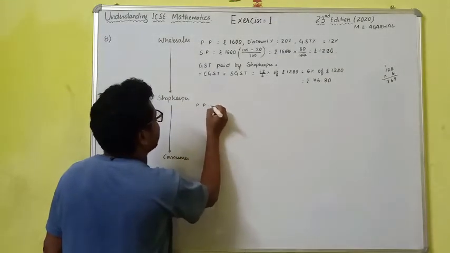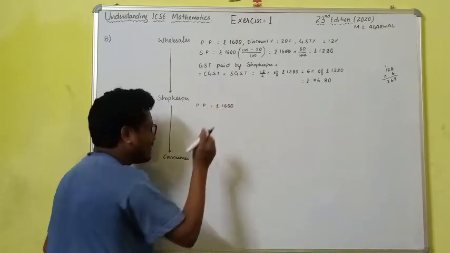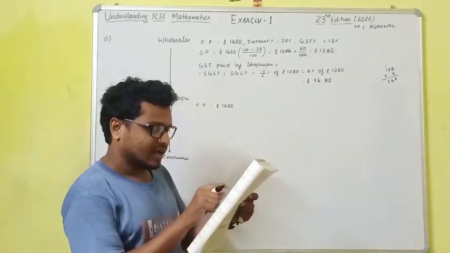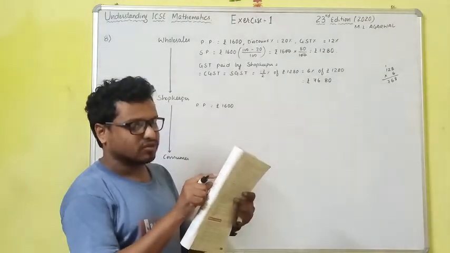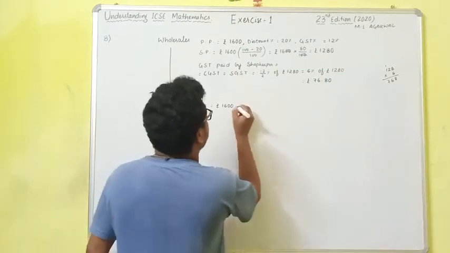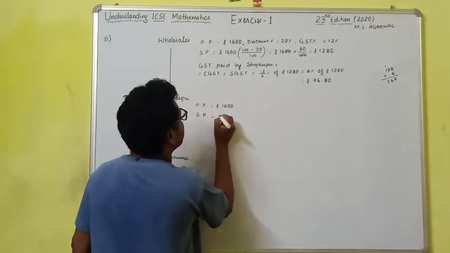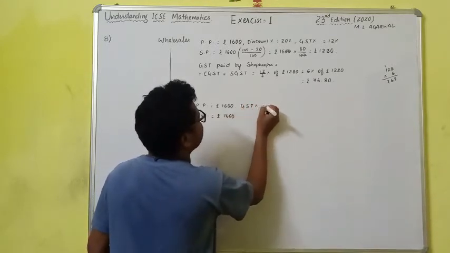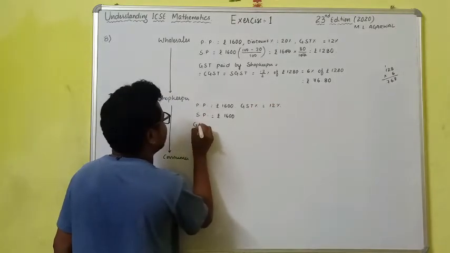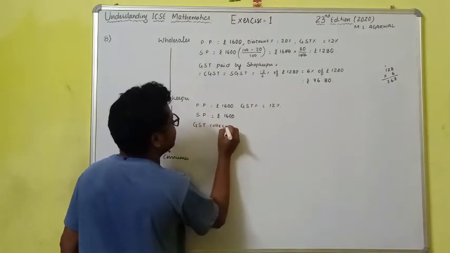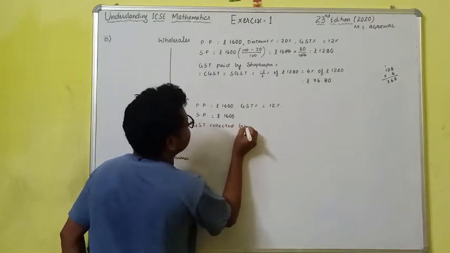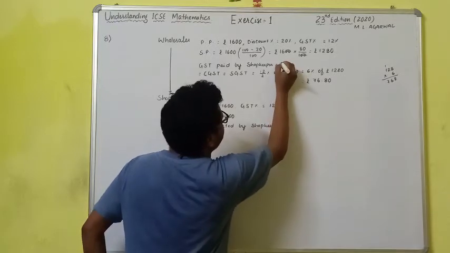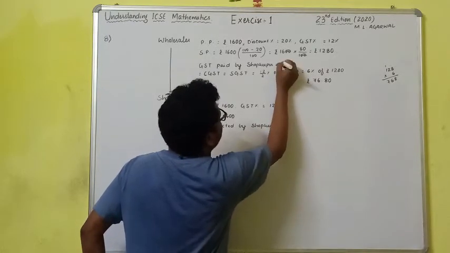The shopkeeper sells at the printed price. Printed price is equal to 1600. The shopkeeper sells the article to a consumer at the printed price, which means your selling price is also rupees 1600, and 12% GST is collected. So the GST collected by the shopkeeper is called your output tax. Here it is called input tax. You can write here input tax.